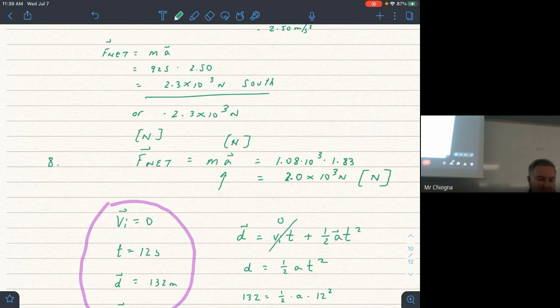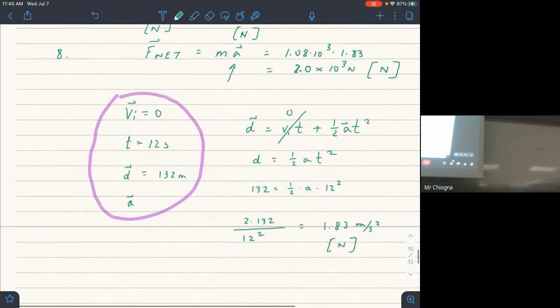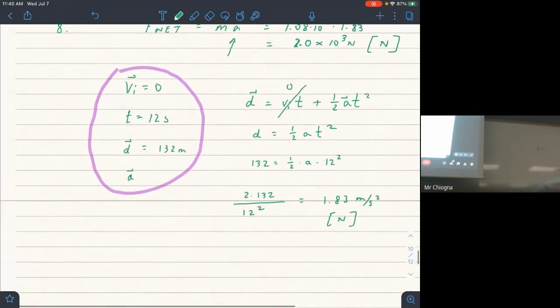That's the final answer. Are you asking to solve for the final answer? Yep. It's 2,000 newtons. 1.98 times 10 to the 3, or rounds up to 2 times 10 to the 3.